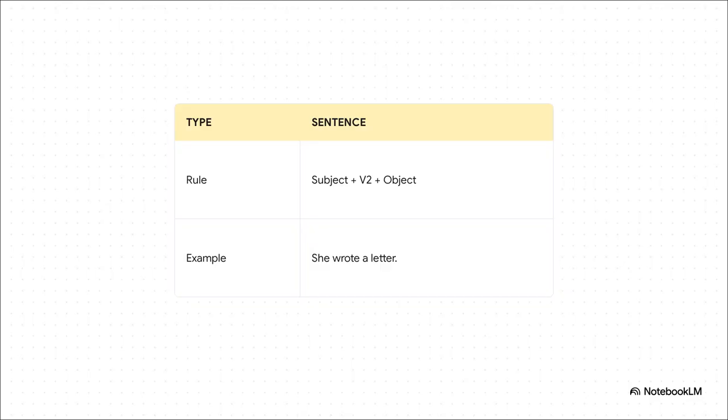So the go-to, the most common way to talk about the past, is the simple past. It's for actions that are totally done, finished. The story's over. She wrote a letter. It happened, and that's that.